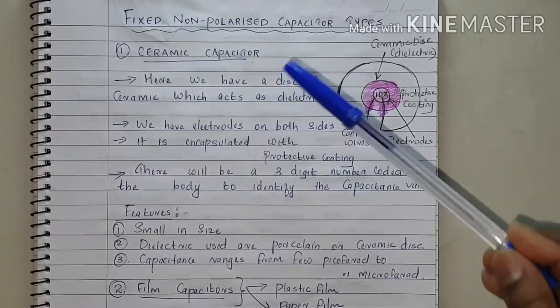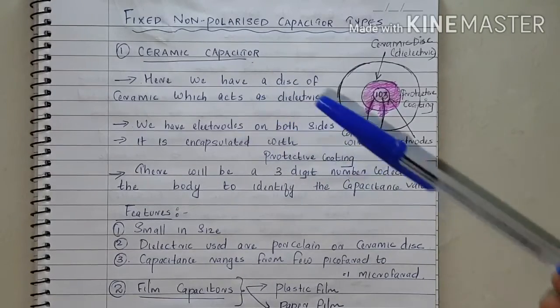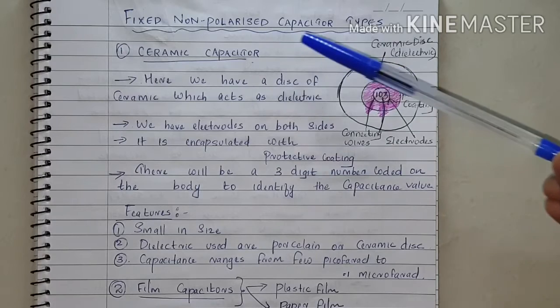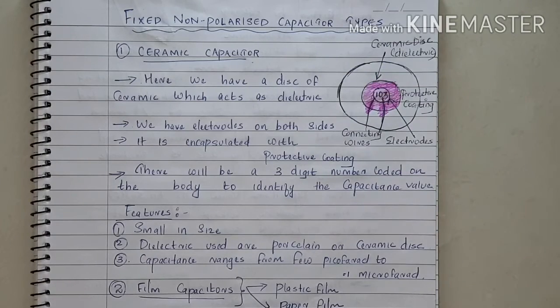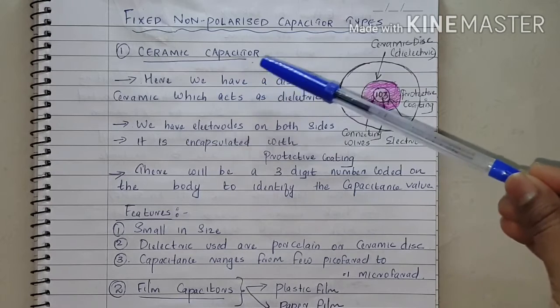Now let us discuss in detail the types of fixed non-polarized capacitor. First type is ceramic capacitor.